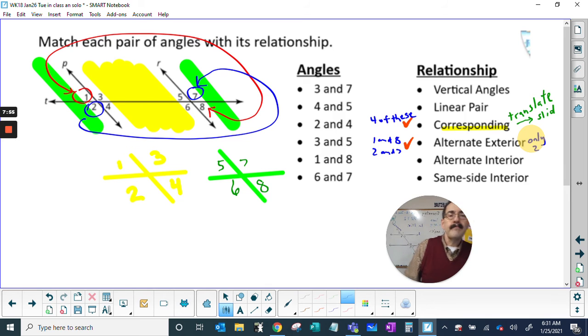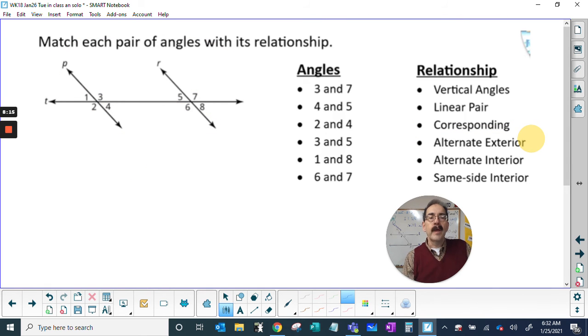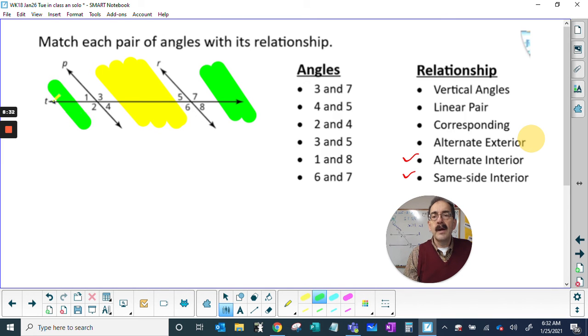Okay, all right, pause the video, and then we're going to move on to alternate interior, same side interior. Okay, so now alternate interior, same side interior. Okay, hopefully it's starting to make some sense here where we have the interior in between the parallel lines, exterior outside. So now alternate, walking back and forth.